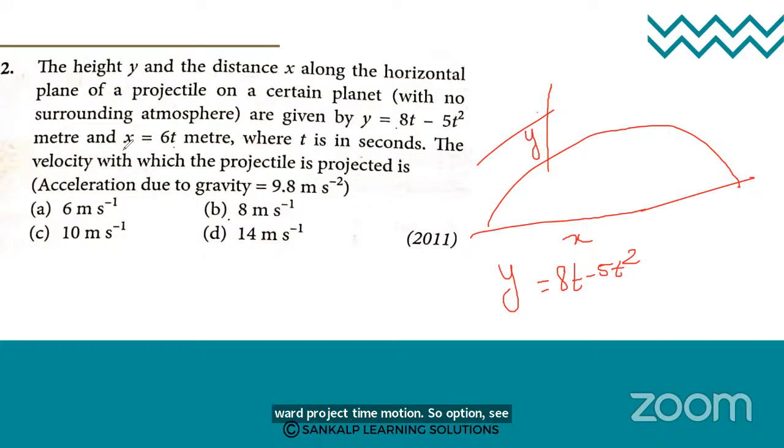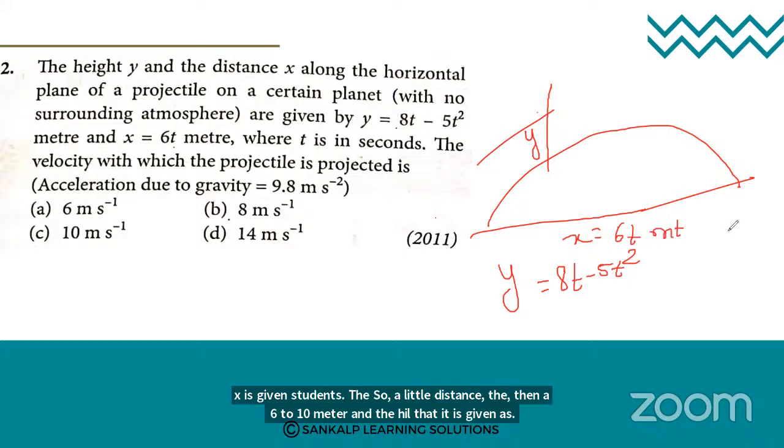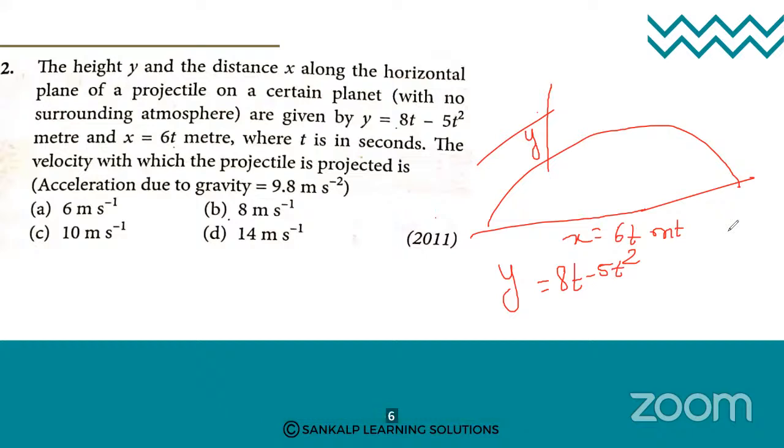Yes. So for this, one equation is given here, and the value of x is given, students. The distance covered here they have said is 6t meter. It is given as 6t meter where t is in second. The velocity with which the projectile is projected, we need to calculate the velocity. Take down the question.